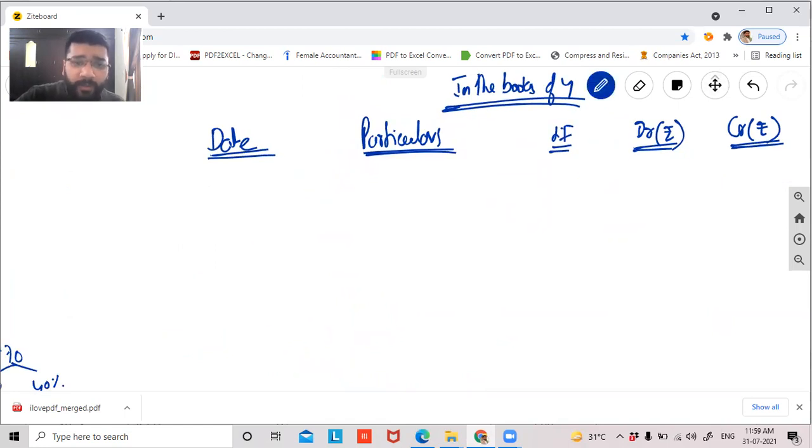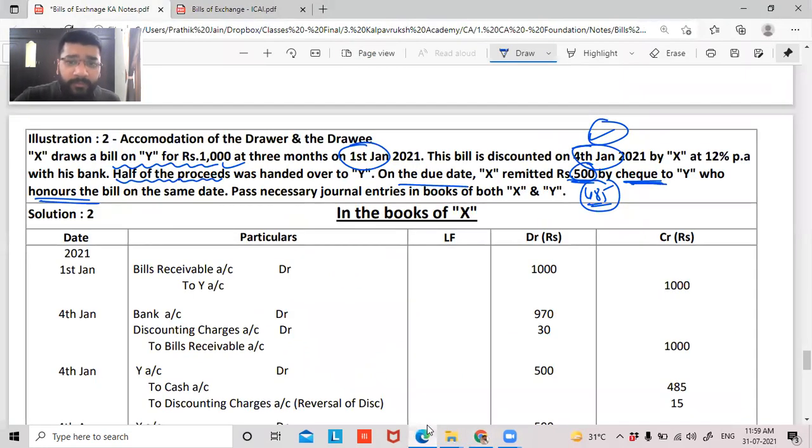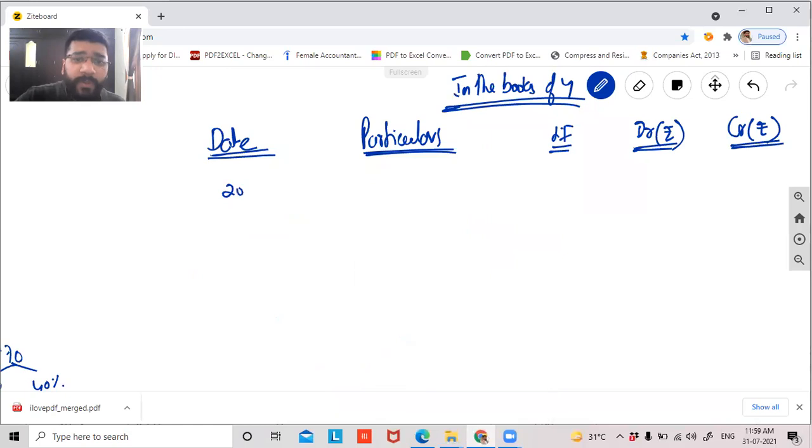On 1st of Jan 2021, 1st Jan, what is happening, guys? He's accepting a bill. Accepting a bill means, can I say it is a liability? Yes, sir. The liability is in the form of bills payable. So can I say to bills payable? Now, is it his real liability?